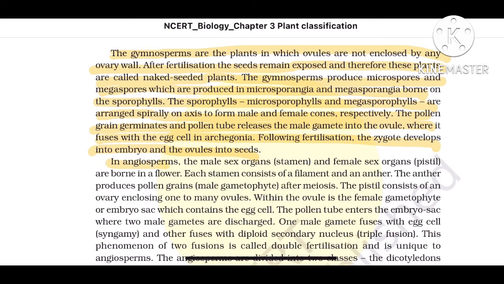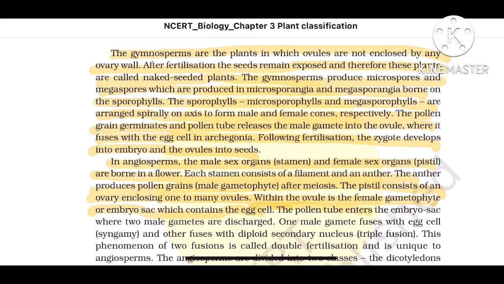In angiosperms, the male sex organs, that is stamen, and female sex organs, that is pistil, are borne in a flower. Each stamen consists of filament and an anther. The anther produces pollen grains, male gametophyte, after meiosis. The pistil consists of an ovary enclosing one to many ovules. Within the ovule is the female gametophyte or embryo sac, which contains the egg cell.